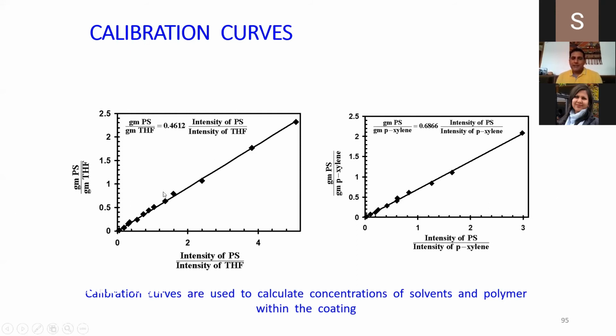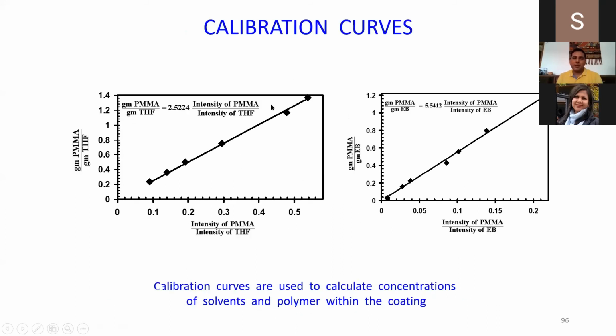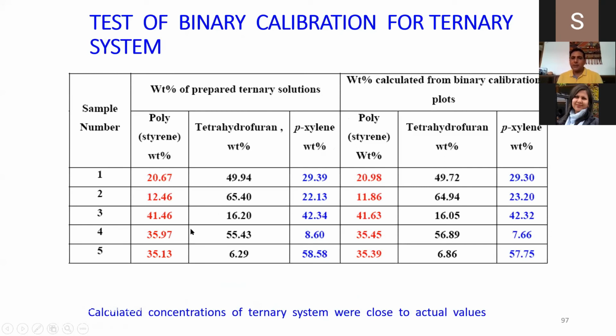Then you calculate intensity and plot this curve, intensity versus gram of polymer per solvent, then you will get a calibration curve. Once the calibration curves are prepared, then you calculate your actual concentration from here. This is what you have prepared. This is what you have calculated from the binary curve from some known sample, and then you see the difference, that it is perfectly matching. It means your calibration curves are fine.